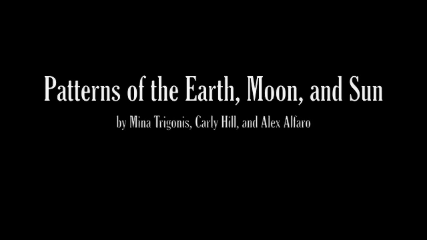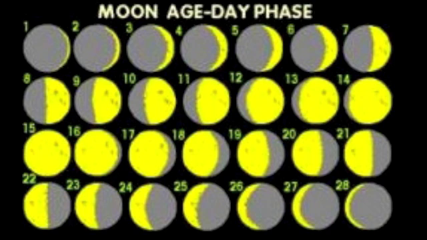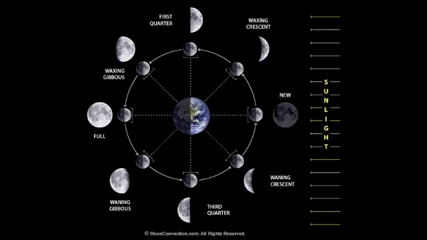In this podcast, we will talk about the patterns of the Earth, Moon, and Sun. Let's talk about the Moon first. The Moon has phases that change cyclically as the Moon orbits the Earth. The phase is dependent on the changing position of the Earth, Moon, and Sun.